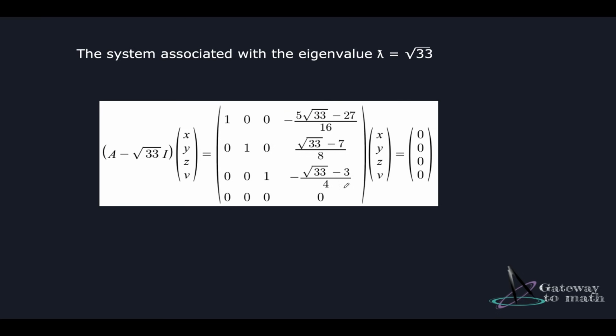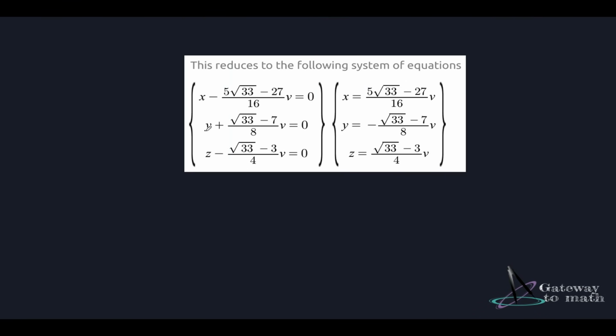So let's go ahead and plug in the values: x, y, z, v equals 0, 0, 0. So now 1 times x plus 0 times y plus 0 times z minus (5 under root 33 minus 27) by 16 times v. Similarly, it goes with the second, third, and fourth rows respectively. So the new values we have: x minus (5 under root 33 minus 27) upon 16 times v equals 0, y plus (under root of 33 minus 7) upon 8 times v equals 0, z minus (under root of 33 minus 3) upon 4 times v equals 0.